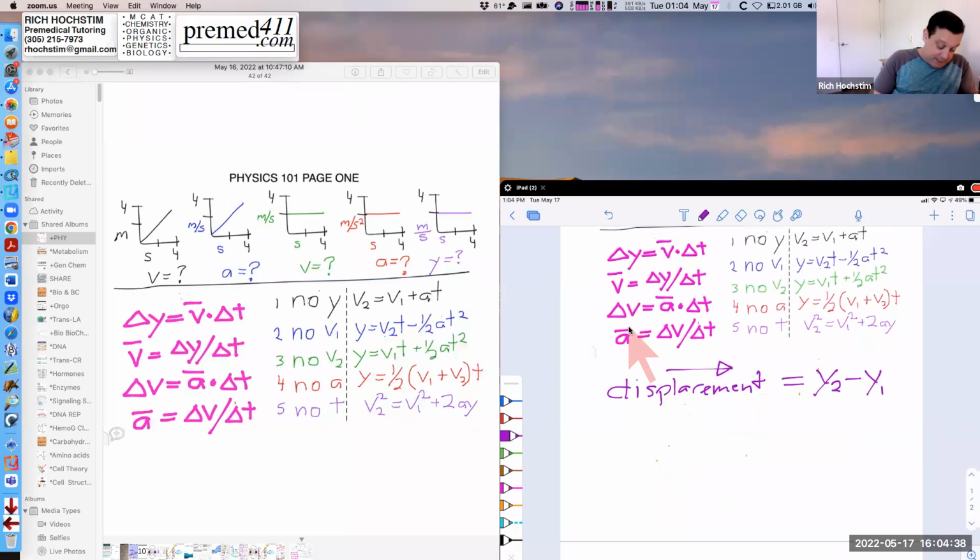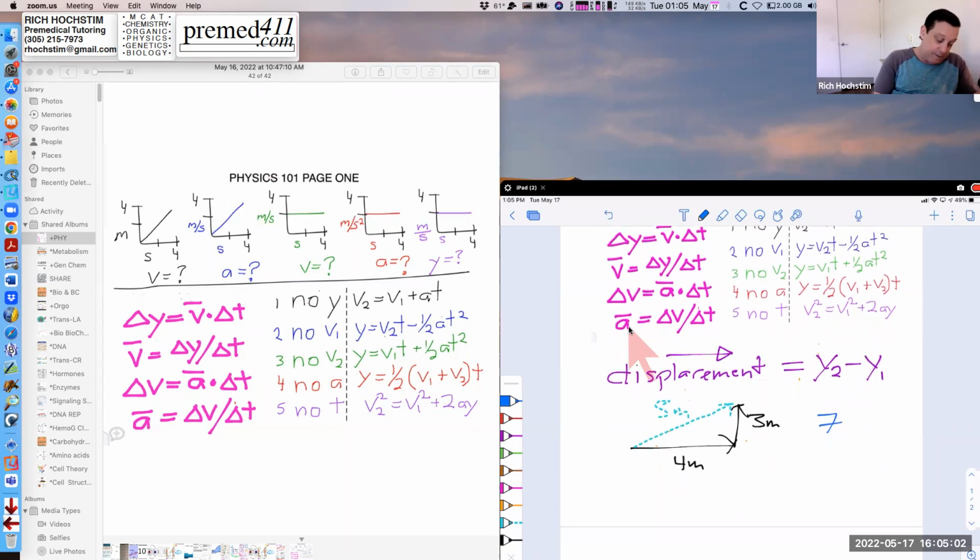What that means is that if you were to go 4 meters to the right and 3 meters upward, then your displacement would be here, and that would be 5 meters, whereas the distance you would be traveling would be 7. So that's the difference. Displacement is a vector quantity.